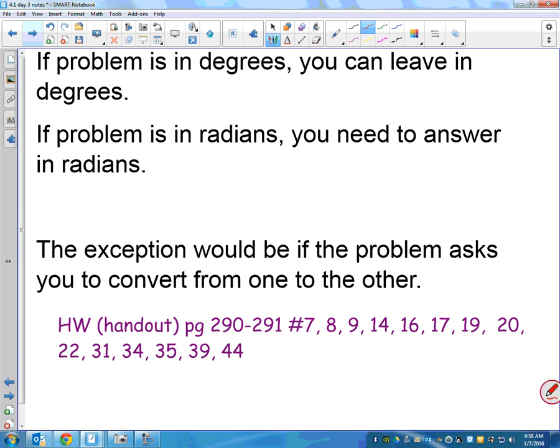Now the exception to that would be if it says convert, right? If it says convert from degrees to radians, then you have to do that. But most of the problems today are not that. They're what quadrant is it in, find a coterminal angle, find a complement, sketch it. And so those are the rules I want you to use.